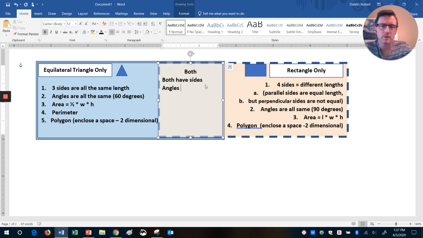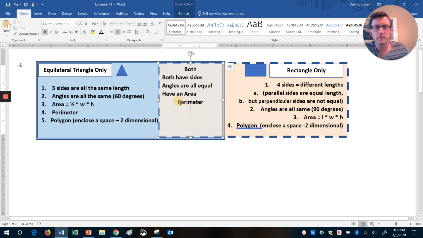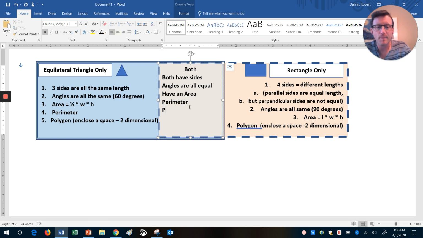Their angles are all equal, meaning the triangle's angles are all the same and the rectangle's angles are all the same. But if you compare the angles of a triangle to the angle of a rectangle, they are different. So that'll be something we put differently. They both have an area. Okay. We can measure their perimeter. Okay. They are both considered polygons. Okay, and they're two-dimensional.